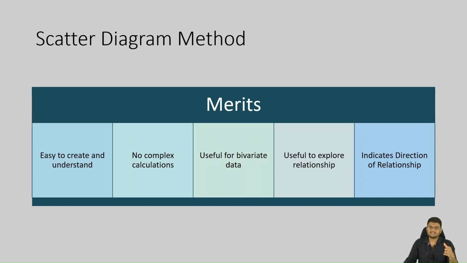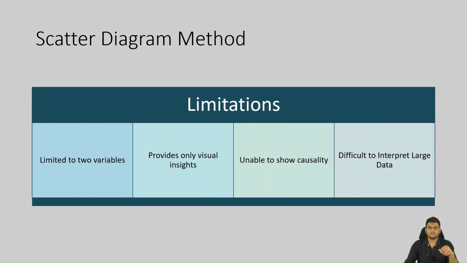The last point is indicates direction of relationship. From the slope of the scatter diagram, one can easily identify whether there is a positive relationship, negative relationship, or there is absence of relationship. Now let's move on to the limitations of scatter diagram. The first point is limited to two variables. The scatter diagram method can represent two variables at a time.